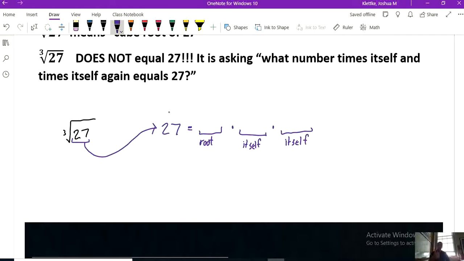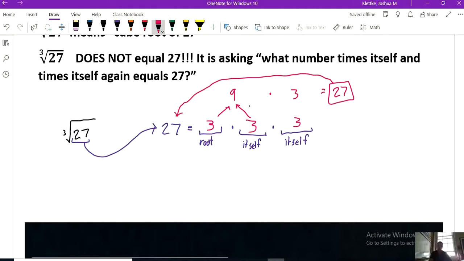3. I can divide 27 by 3. 27 divided by 3 is 9. So that tells me that I want to keep thinking about it. 3 might be possible. 3 times 3 equals 9. 9 times 3 equals 27. So there we have it. That's the number we're looking for.